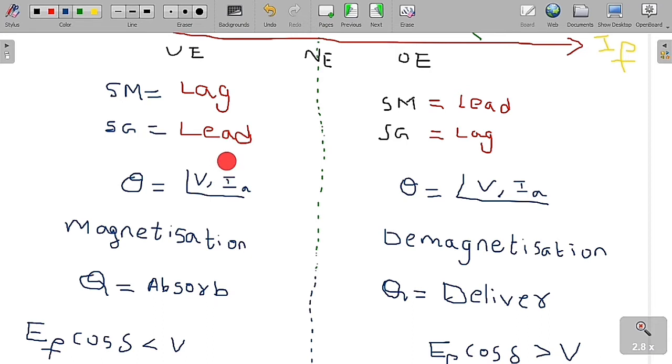Therefore, if you see clearly, at no load the synchronous motor at under excitation operates in the lagging region, which means it is going to absorb the reactive power. That is the reason that at under excitation the synchronous motor can be used to compensate the Ferranti effect, because it acts like an inductor and absorbs reactive power. So we can use it as a compensator for the Ferranti effect. So under excitation, EF cos delta is less than V.